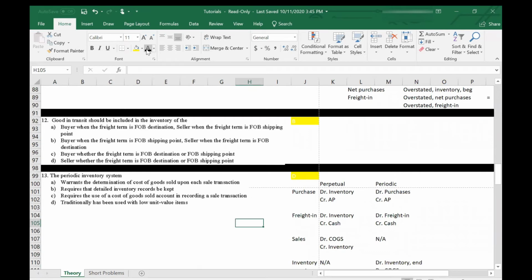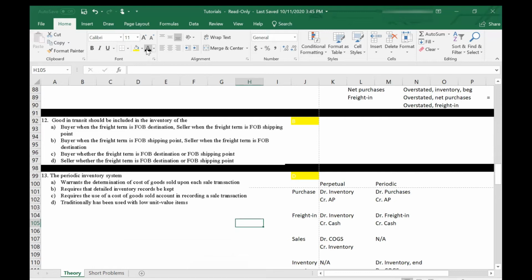Number 12 is just a repetition of the concept. Goods in transit shall be included in the inventory of the, let's do this one by one, buyer, when the freight term is FOB destination. Is that true? If it's FOB destination, the owner of the goods in transit should be the seller, right? So this statement is wrong.